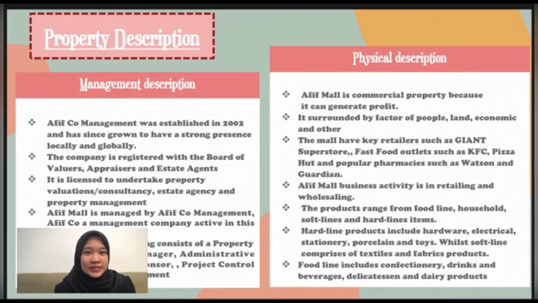While in physical description, Afif Mall is a commercial property because it can generate profit. The mall is surrounded by the factors of people, land, economic and others. The mall has key retailers such as giant superstores, fast food outlets such as KFC, Pizza Hut and popular pharmacies, Watsons and Guardian. Afif Mall's business activity is in retailing and wholesaling. The products range from food line, household, soft line and hard line items.